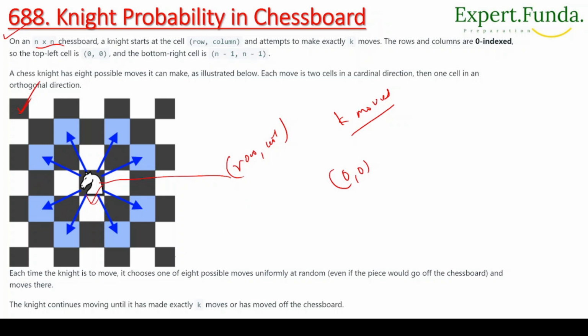And if we talk about the bottom one, this is n minus 1 and n minus 1. Okay, so this is given in 0 index, that is from 0 0 to n minus 1, n minus 1. So row and column is 0 index from 0 to n minus 1, and that's why the top cell becomes this one and the bottom cell becomes like this. I think you got it.